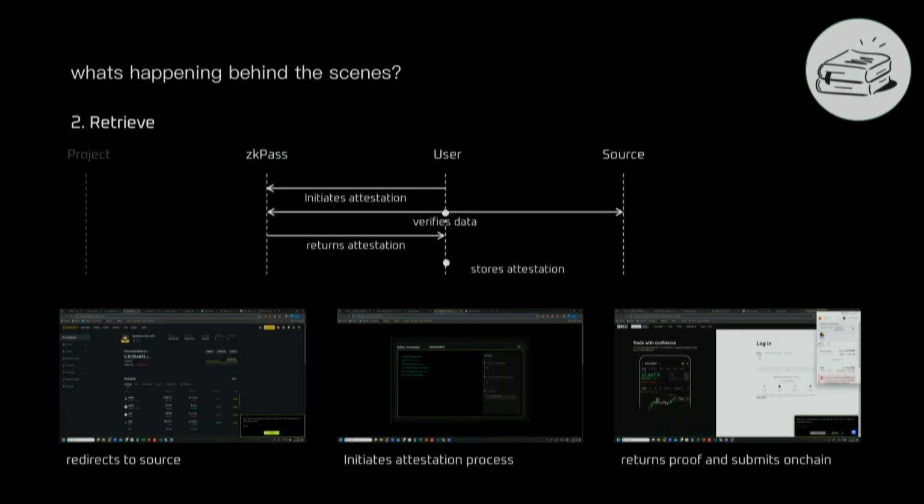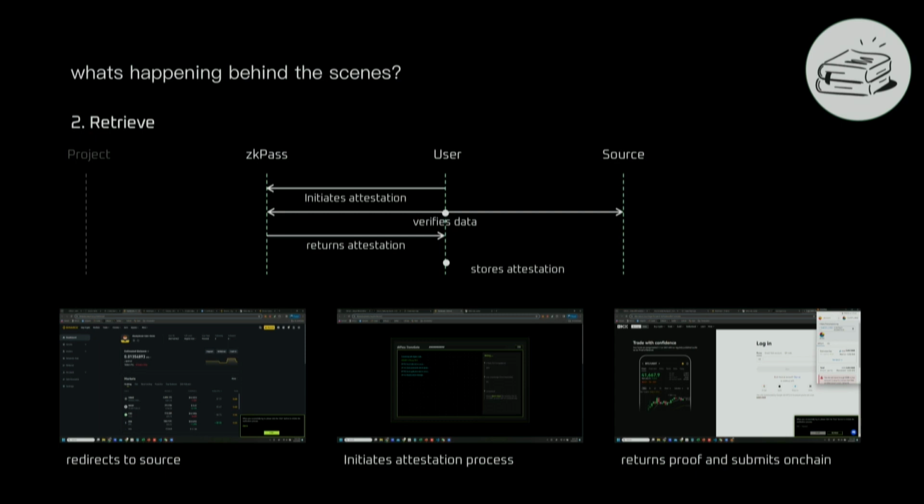So when the user comes in and starts the minting process, the user will be redirected to the data source, where the user logs in and starts the attestation process. Then the protocol starts to run and returns a proof that can be submitted on chain. This submitting on-chain process is really just a way to store this proof, so it can also be directly used to verify for your own project. Within this step is where the magic really happens.